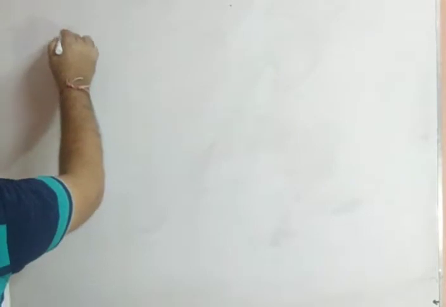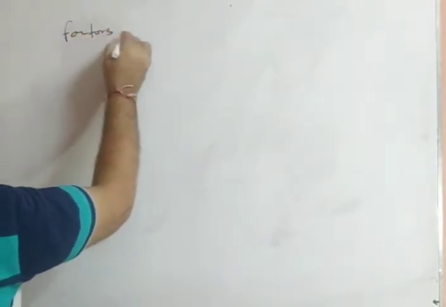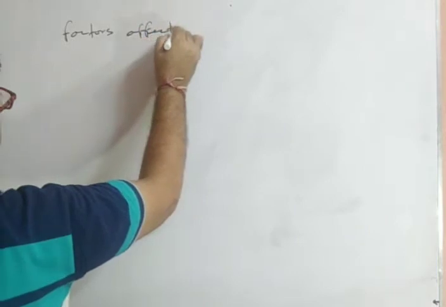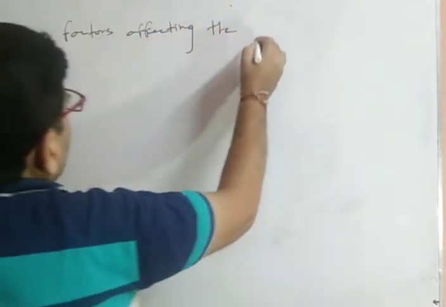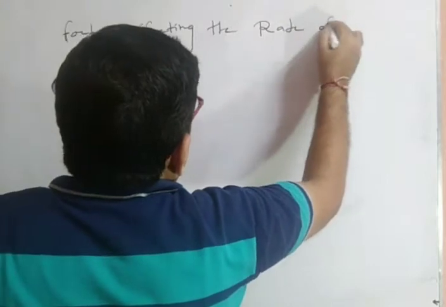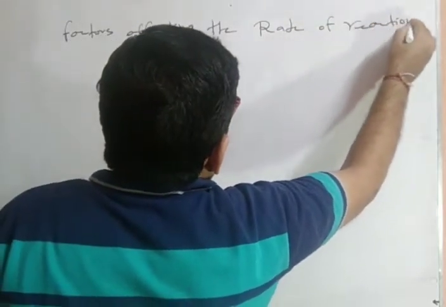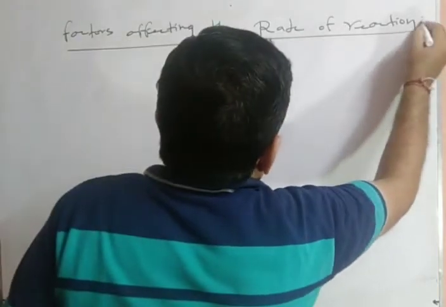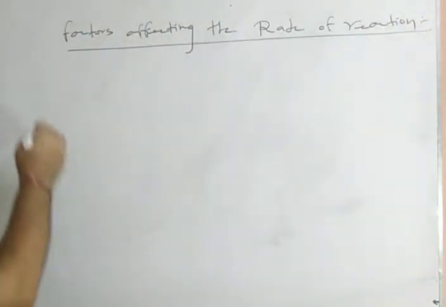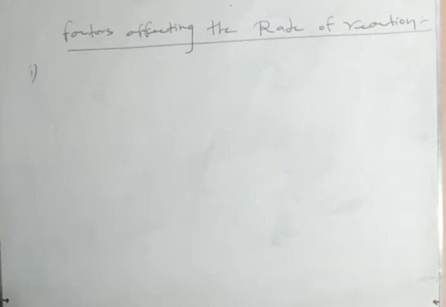Our next topic is factors affecting the rate of reaction. There are so many factors on which our rate of reaction depends. So my heading is factors affecting the rate of reaction. There are so many factors, of which the most important factor is temperature.